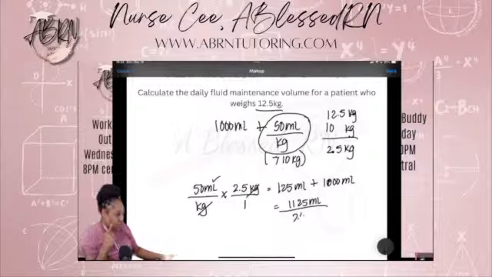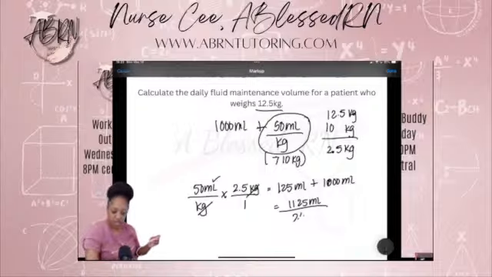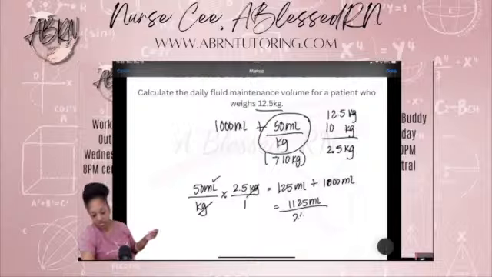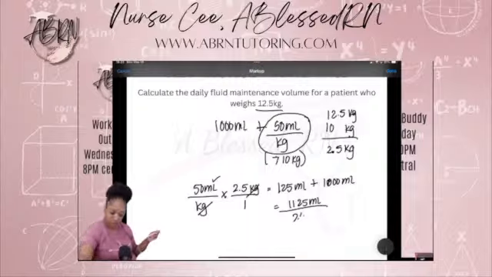What would you suggest in preparation for nursing school when it comes to med math? I would suggest that you learn your metric conversions. That is going to be your basis and your foundation. On that site that I was telling you, www.abrntutoring.com/resources, there is a cheat sheet with all of your metric conversions in one spot.